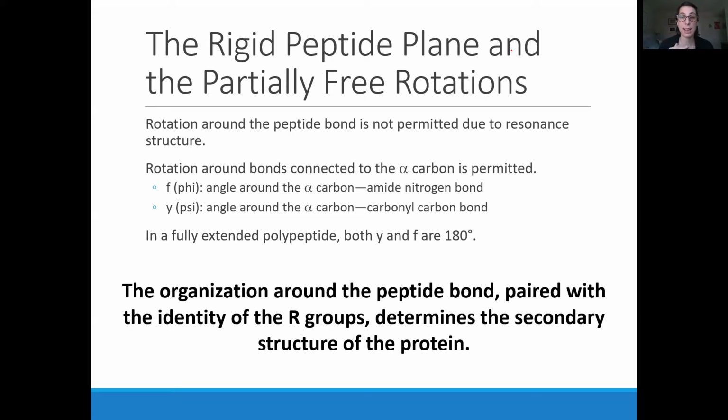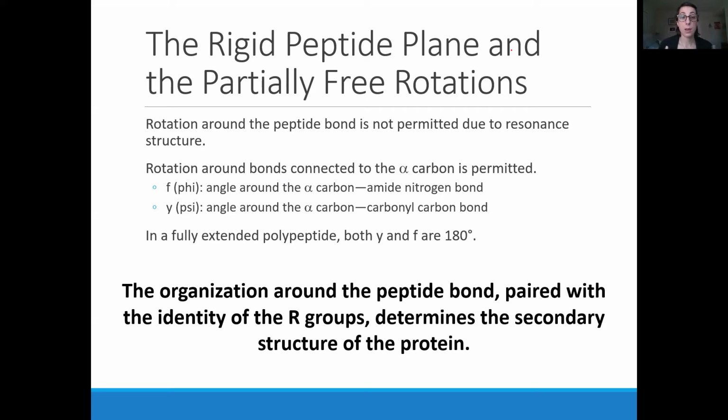This is the phi angle. And the psi angle is the carbon-carbonyl angle bond. If this was a straight peptide, these angles would be 180 degrees. That is the angle degree you would see.